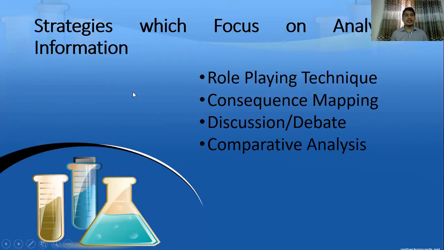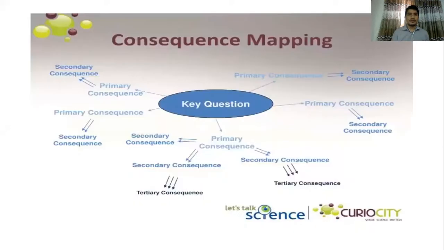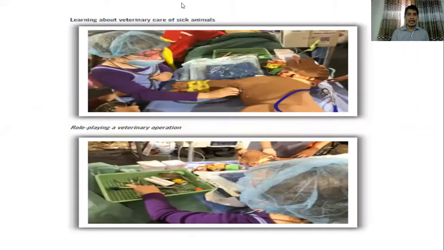All right. So let's proceed to strategies which focus on analyzing information. So we have role playing. So that's the first one. If you try to look at the sample there, that's a role play of veterinary care of sick animals, and this could be done for grade 3 or 4 pupils. And there's another one. It's a role play of the veterinary operation. So this is an example of the consequence mapping that I also listed.